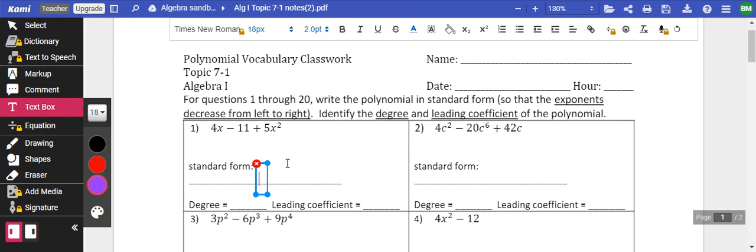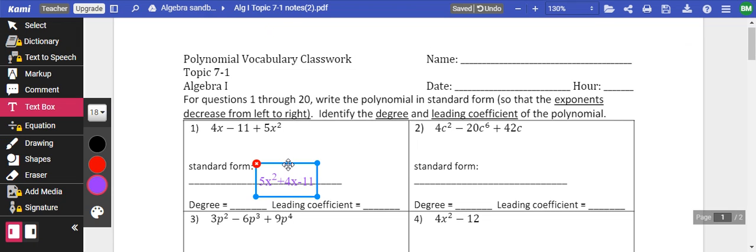So I'm going to look right here first. I'm going to put 5x squared first, plus 4x goes next, minus 11. So remember, the 11 had a negative in front of it. The 4 and 5 both had positives in front of it, so they have to stay like that.